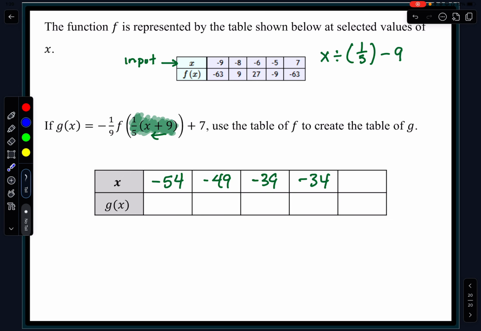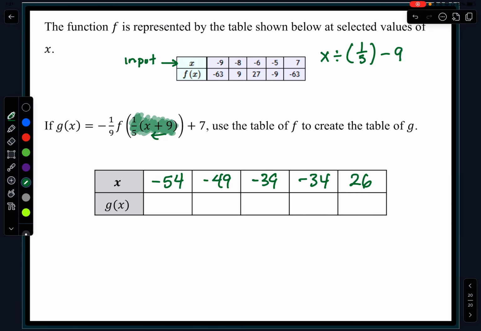And then finally, the last one that we have for the inputs is 7. So positive 7 divided by 1 over 5, that's positive 35. And then minus 9, that will be a positive 26. So there we have the input values.